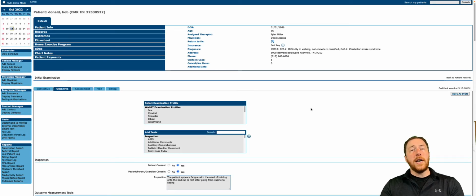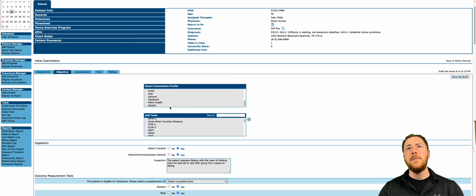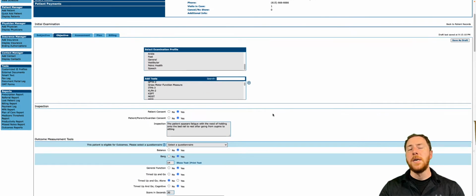Then we're going to go objective. Cool thing about WebPT, you can add some tests, etc. You can add some things on here like general, vestibular, pelvic health, speech, etc. On this one, I just put general for the patient.